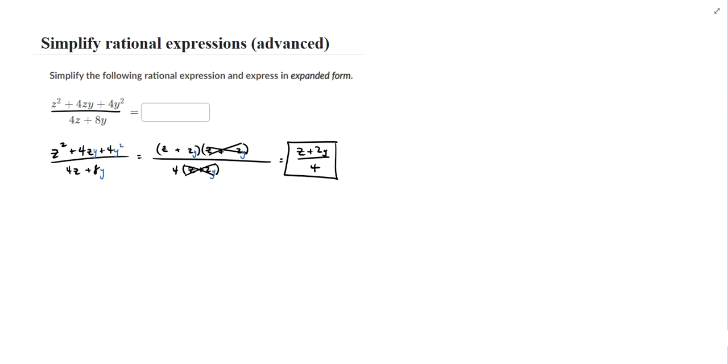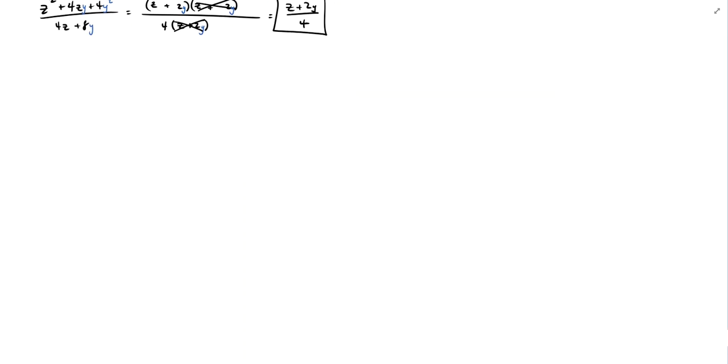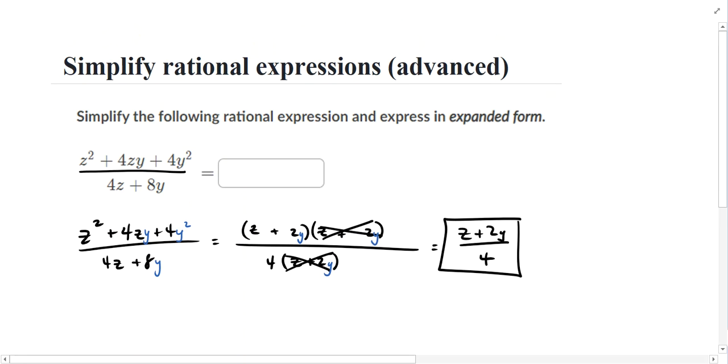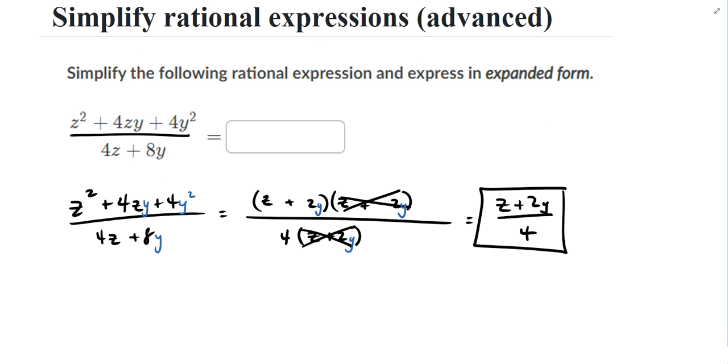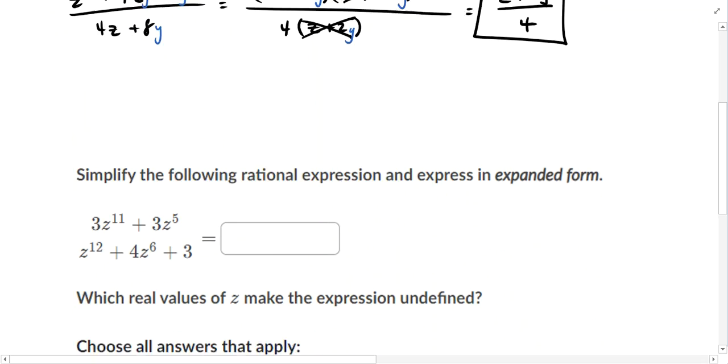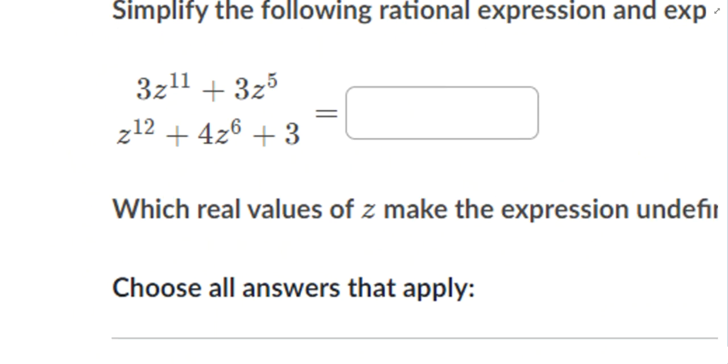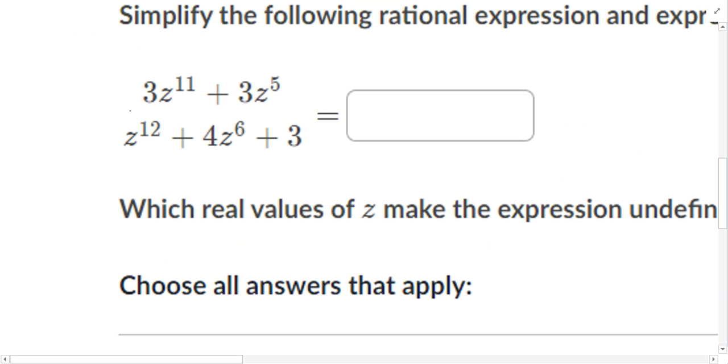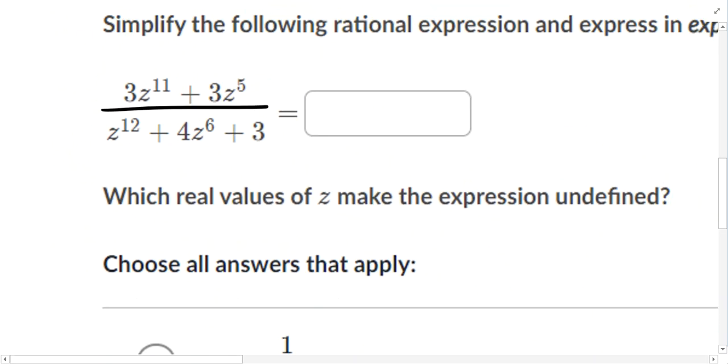I answered this result off camera, and it was accepted by Khan Academy. But looking at the next question, it's a bit different, so I'll include that on the screen now. In this next question, it looks a bit intimidating at first, but in all honesty, we use pretty much the same process as we have been for this entire unit.